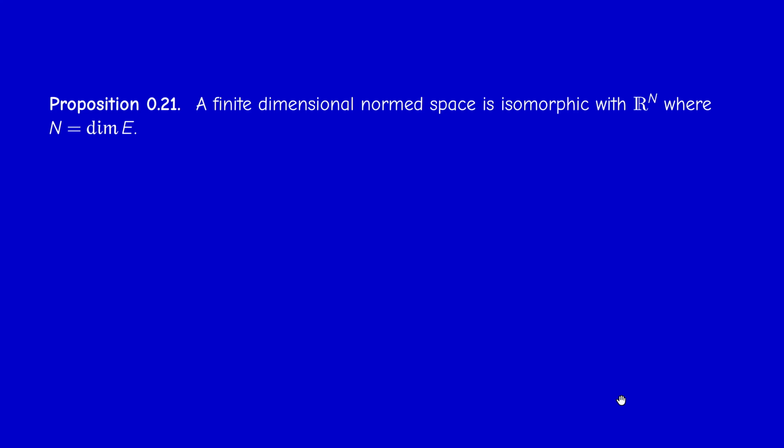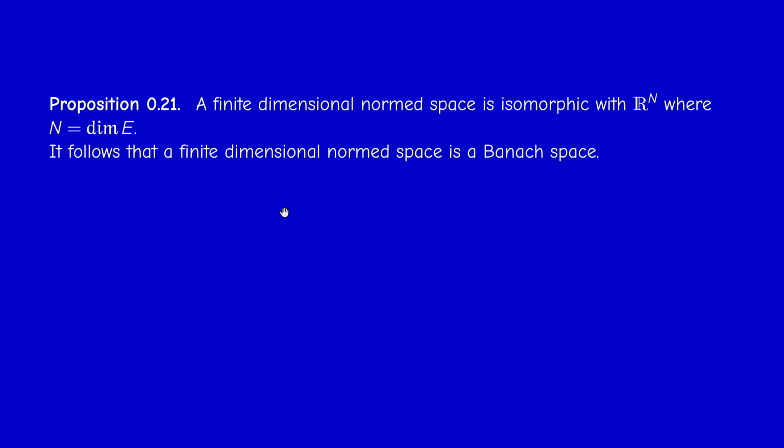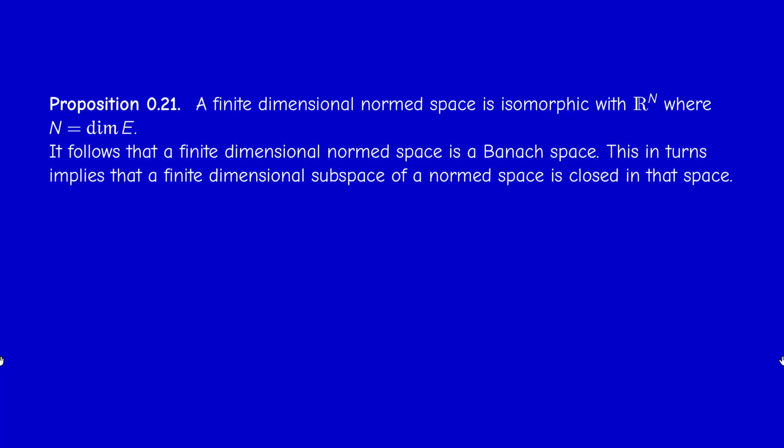So recall first that a finite dimensional space is isomorphic with R^n, where n is the dimension of E, and I think you proved that in second year. It's not terribly difficult. Just take a basis, and so therefore a finite dimensional normed space is a Banach space. It's always complete, and actually all the norms are equivalent in a finite dimensional normed space. Okay, so therefore a finite dimensional subspace of a normed space is always closed in that space. So finite dimensional spaces are closed.